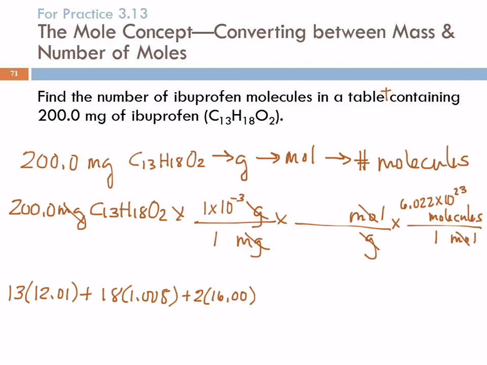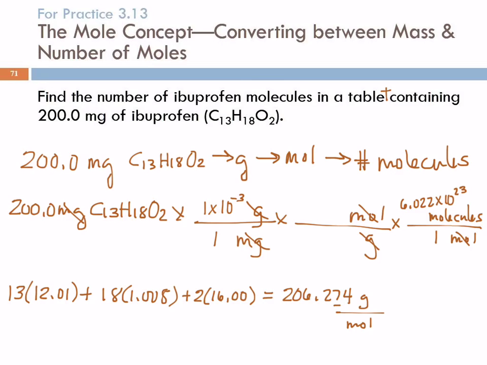I'm using a periodic table where all of the molar masses are rounded to 4 significant figures. And that would go on top, correct? And then grams on bottom. You're getting ahead. That's okay. 13 times 12.01 plus 18 times 1.008 plus 2 times 16. 206.274. And that's grams per mole, or grams is equal to 1 mole.